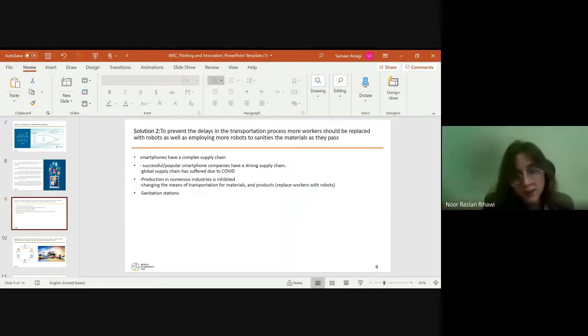Right, this is Noor here, and we're going to discuss the second solution to the last question, which is to prevent delays in the transportation process by employing more robots as opposed to human workers. Smartphones have a complex supply chain that starts with extracting raw materials, then manufacturing the components, before finally reaching the assembly process.